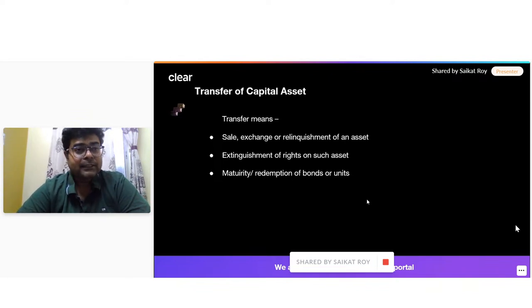Relinquishing in this context means the asset ceases to exist, right? For example, you have some machinery, maybe you have a factory, and in that factory, somehow due to some unfortunate event, fire has broken out, and due to that, certain machinery has been extinguished. They have been completely destroyed. Now, this will also constitute a relinquishment of an asset, right? And you are going to get some insurance recovery, and that insurance recovery can come under the ambit of capital gains taxes, right?